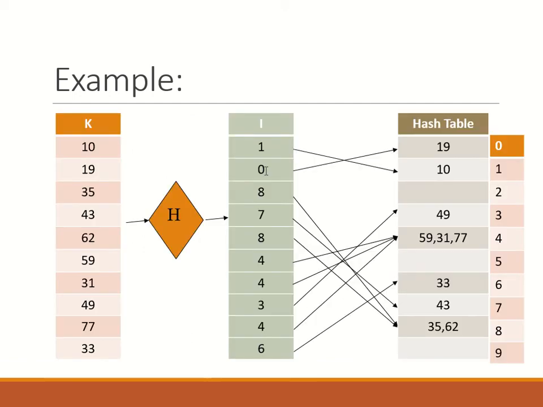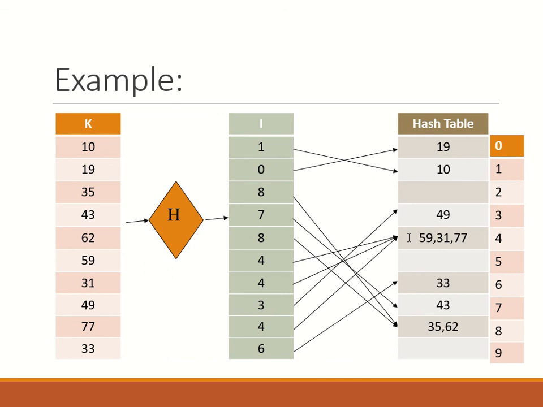You can see the pictorial representation here. Index 0 is filled with 19, and 10 is stored at index 1. Then 4 plus 9 is 13, so in the units place you have 3, and 49 is stored here. 59, 31 and 77 all correspond to the same index, and this is something we call a collision. This is an example of collision. All of them are mapping to the same index, and you cannot store many values in the same index. That scenario is a collision.